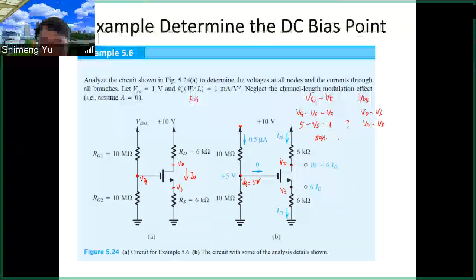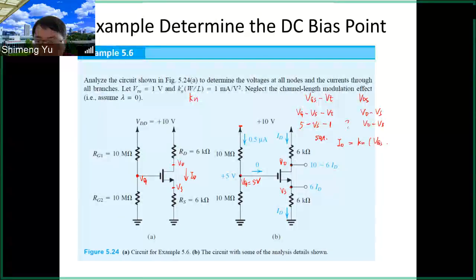If the transistor is in the saturation, we can use the saturation current equation. That is ID equals Kn times (VGS minus VT) squared. This Kn is mu n COX W over L. Here we just plug in the symbols for the Vs and Vd. What is this VGS minus VT? We already say that is 5 minus Vs minus 1. But we don't know what Vs is.